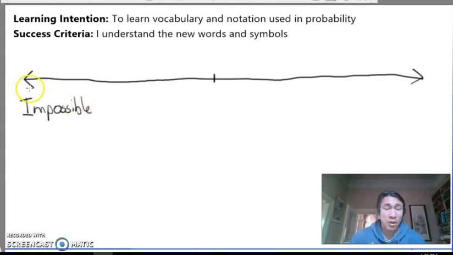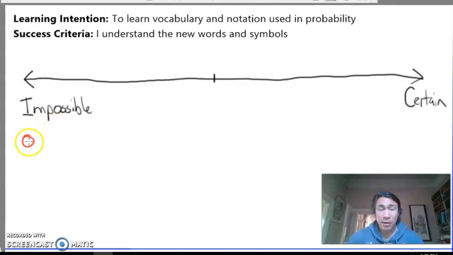And if you think about the opposite of impossible, all the way down the other end, I'm going to put the word certain. Sometimes you might hear the word sure. But if you think about these two words, they mean something, and in probability, they mean something really important. Impossible, we can represent that using a number. And the number is 0.